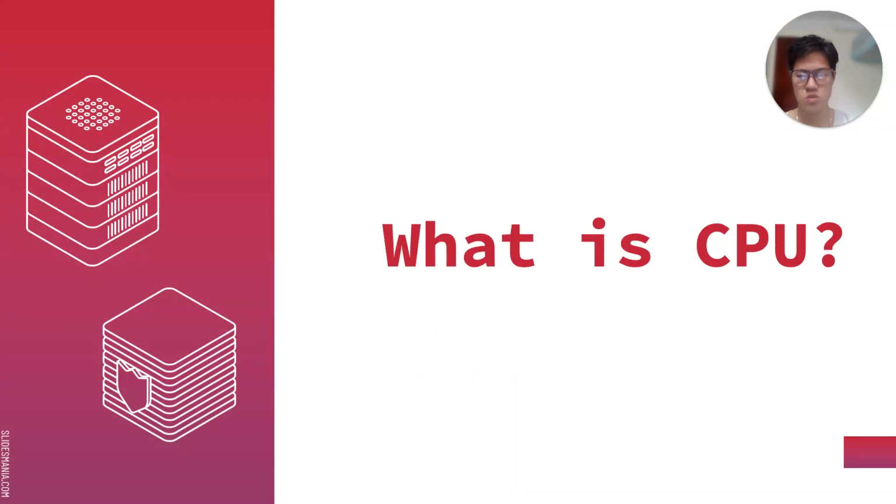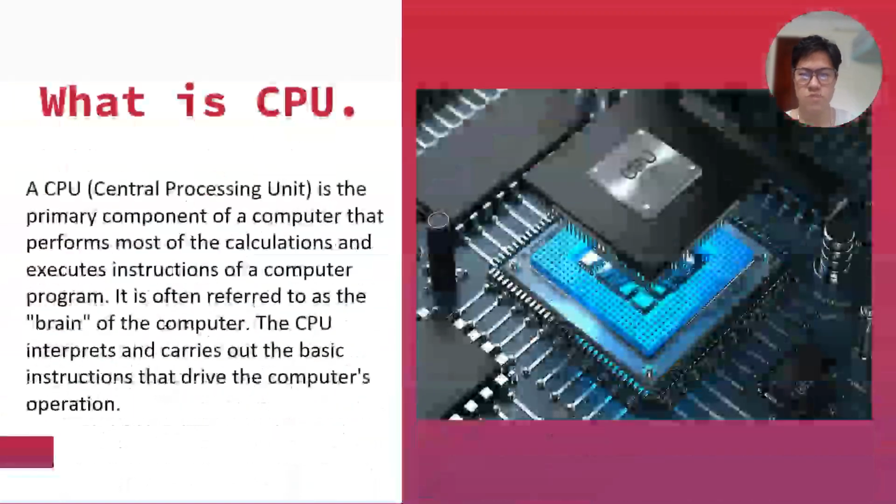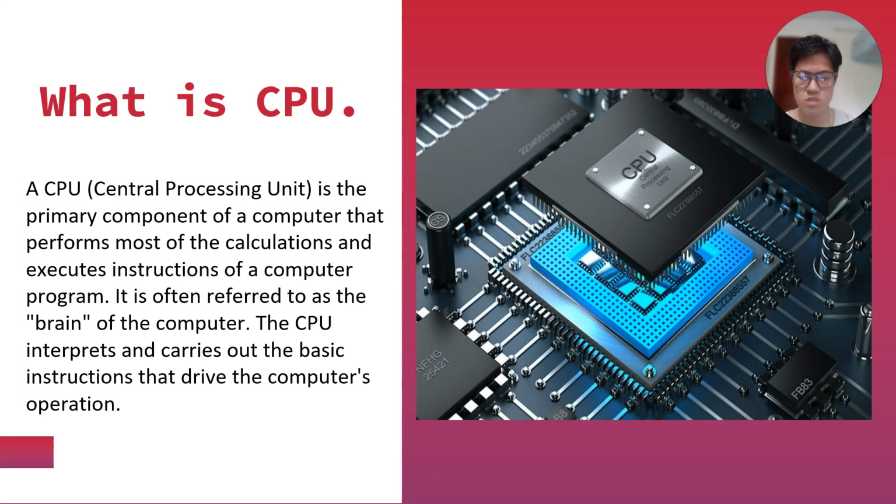What is CPU? CPU here stands for Central Processing Unit. It is the primary component of the computer that performs most of the calculations and executes instructions of computer programs. It is often referred to as the brain of the computer. The CPU interprets and carries out the basic instructions that drive the computer's operation.